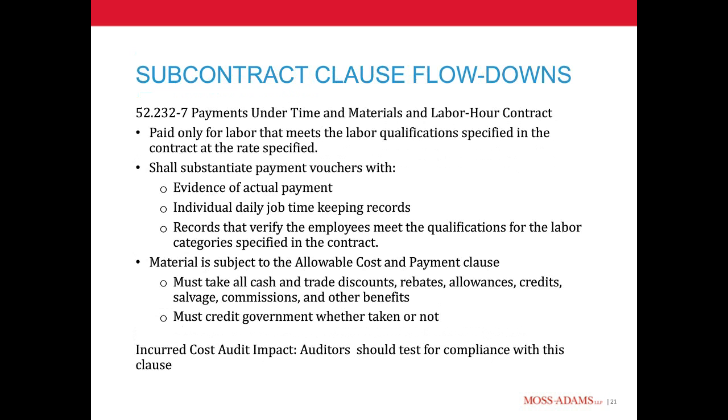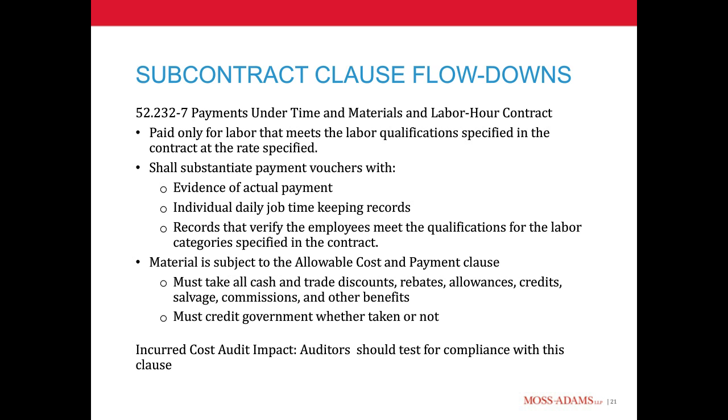So we've been talking about this clause. Payments under time and material and labor hour contracts is one of those that would be a focus generally for this type of audit, because it requires that it's paid only for labor that meets the labor qualifications. We've talked about that, and it shall substantiate payment vouchers with evidence of actual payment. So that's one of those areas of DCAA focus. They spend a lot of time proving that expenses that are being claimed represent actual payments by the contractor.